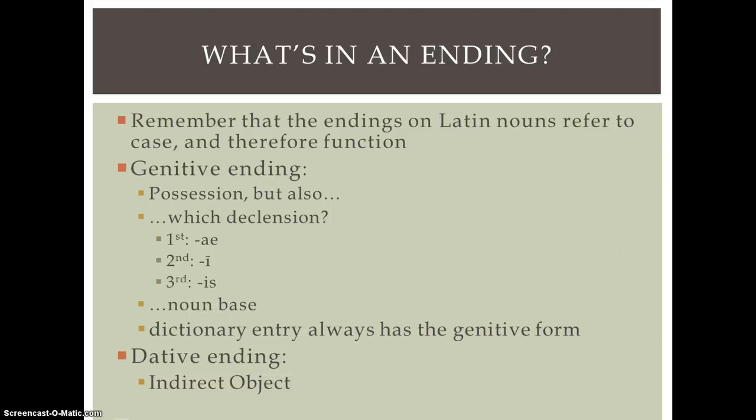The other reason why you need to know the genitive ending is so that you can get the noun base. Remember, you get the noun base onto which you add all the other endings by removing the genitive ending from the genitive form. And remember that the dictionary entry always has the genitive form in it. It's the second word in the dictionary entry. So why do we need dative endings? Because datives are going to show us indirect object.